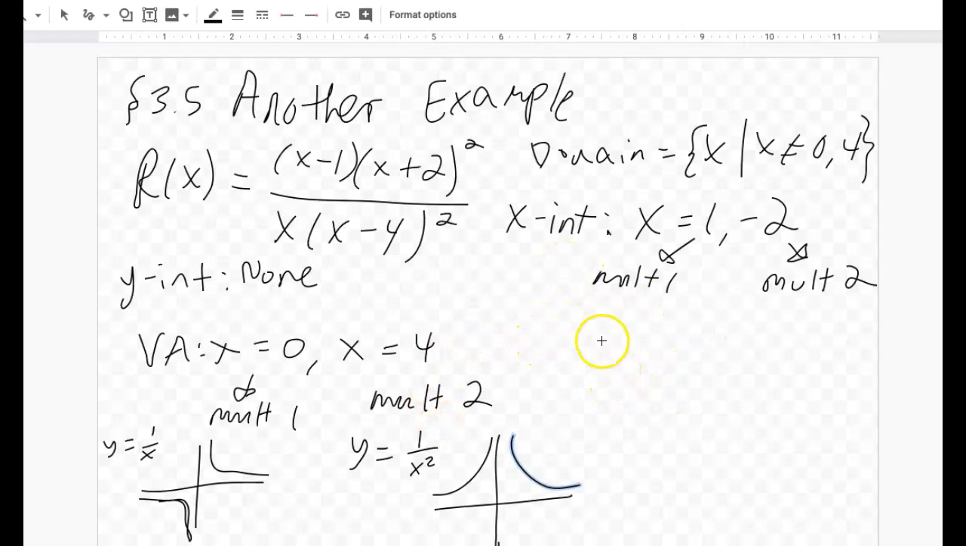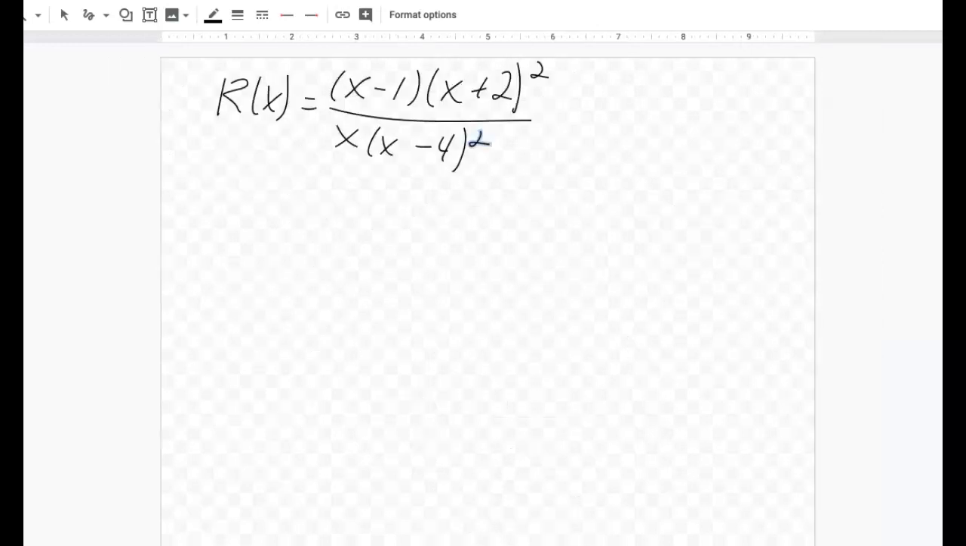All right, and then let's look at our horizontal asymptote. The degree of the numerator is x squared times an x, so x cubed. And the degree of the denominator is another x squared times an x, so x cubed. So that means that the horizontal asymptote is going to be y equals 1. So now we want to check to see if the curve crosses the horizontal asymptote.